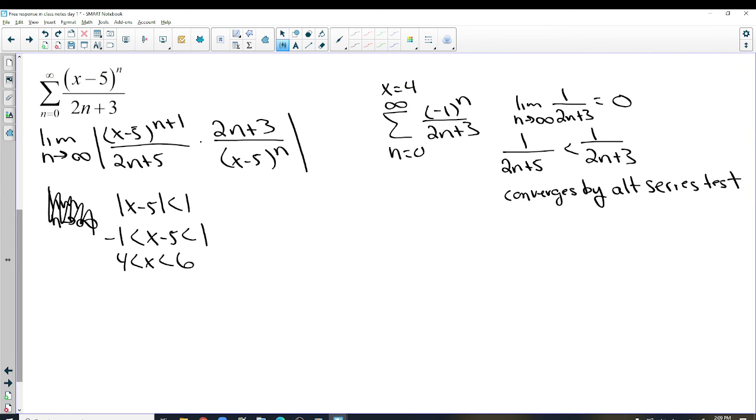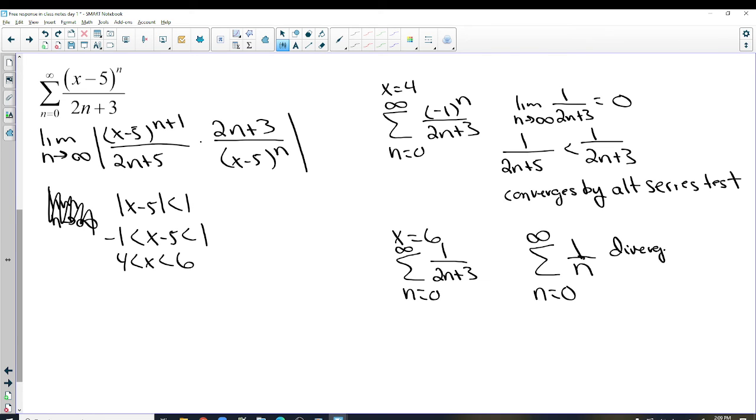Then the other side, x equals 6. The sum from n equals 0 to infinity of, 6 minus 5 is 1, so 1 over 2n plus 3. Now this isn't alternating, so we can't use the alternating series test. We need to use the limit comparison test. So we need to compare this to something. We compare this to either 1 over 2n or 1 over n. It doesn't matter because I can factor the 1 half out and it's still the harmonic series. So grab the 2 if you want, don't grab the 2, it doesn't matter. So this diverges by harmonic series.